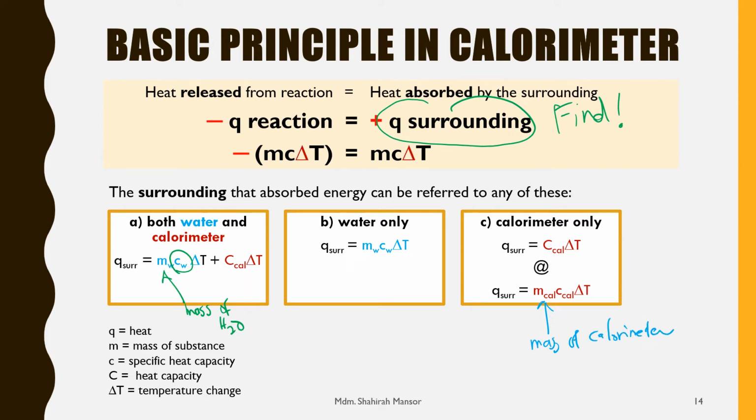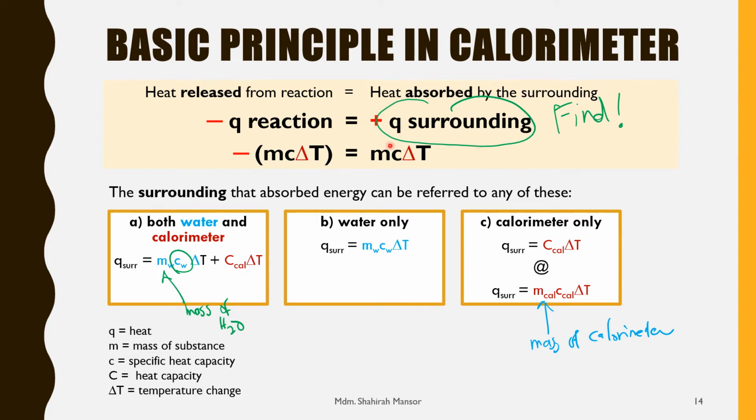So you can see di sini bahawa sekiranya kita gunakan mass calorimeter, so c ini mesti c kecil. Sekiranya tiada mass of calorimeter, kita akan gunakan heat capacity. Okay, ada mass calorimeter, kita gunakan specific heat capacity. Kalau tak ada mass of calorimeter, kita gunakan capital C iaitu heat capacity. So these are the formula yang kita boleh guna pakai untuk nak mengira Q surrounding dahulu.